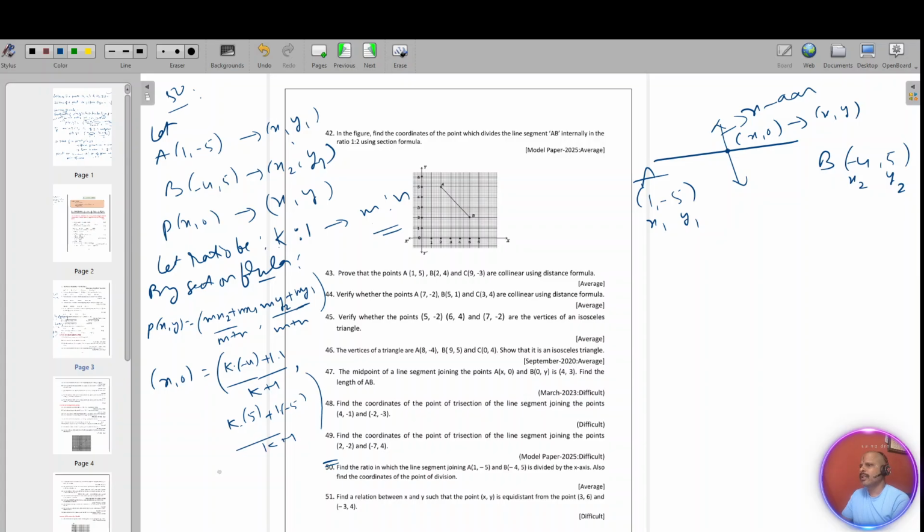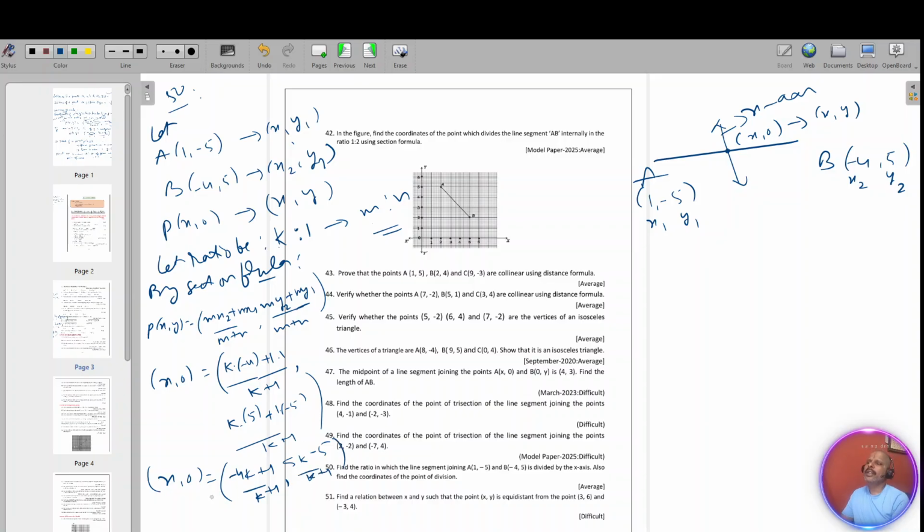So we'll just simplify the brackets. Let's see. K into minus 4 is minus 4k, plus 1 into 1 is 1 only. That means (minus 4k plus 1) by k plus 1. Then, the other part: k into 5 is 5k minus 5 by k plus 1.